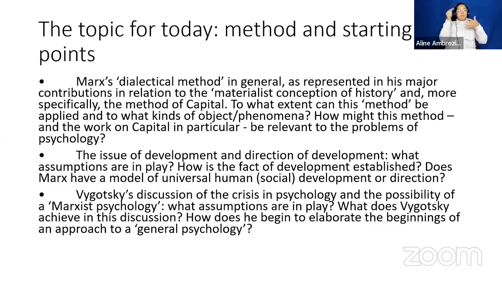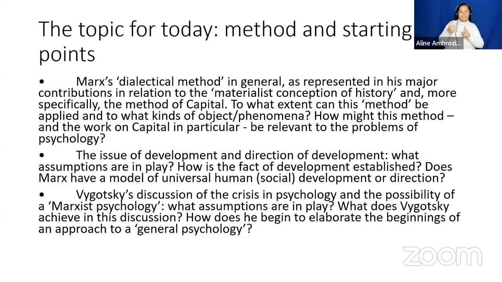First of all, Marx's dialectical method. Secondly, the issue of development and direction of development in Marx's historicism, in Marx's historical view of the development of social formations. What assumptions are in play? How is the fact of development itself, and the concept of development, established in Marx? Does Marx have a model? Does he have a view, an assumption of universal human social development or direction? That's important, I think, for a number of reasons. So this evolutionary historicism is an important issue, I think, which again is controversial.